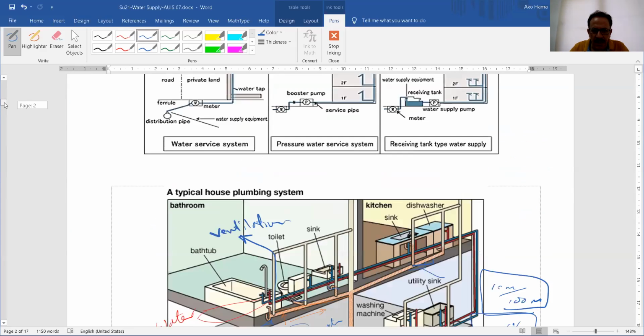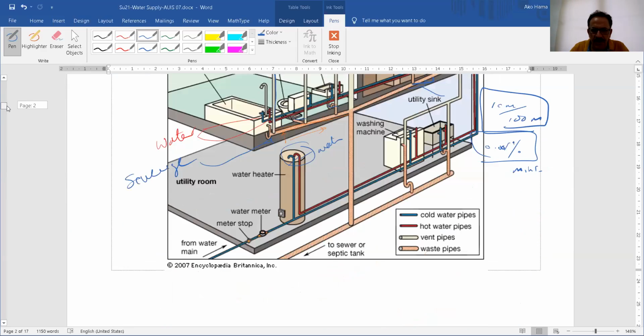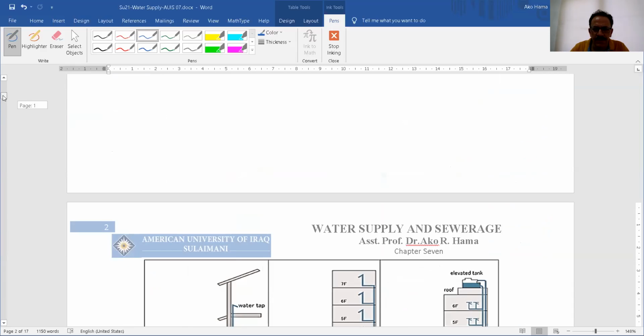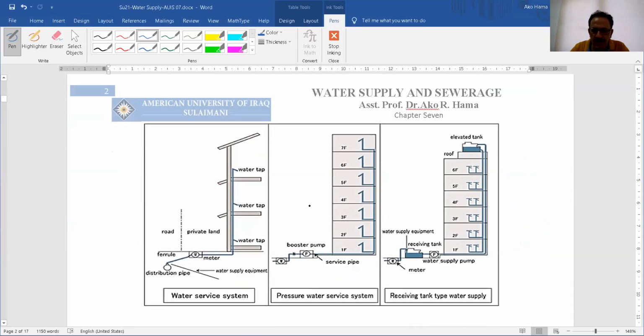Now, do you have any questions regarding this picture? This is the typical one. Now, what should we do? We should design the water supply for this system.